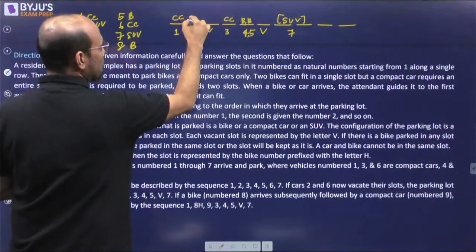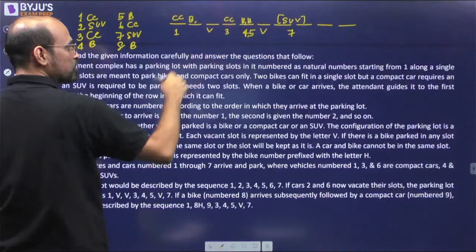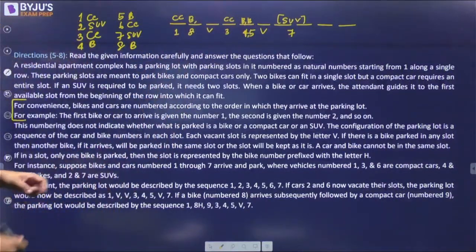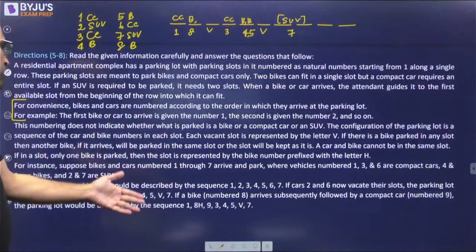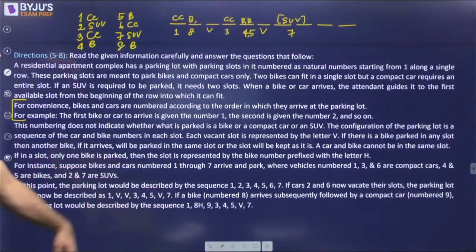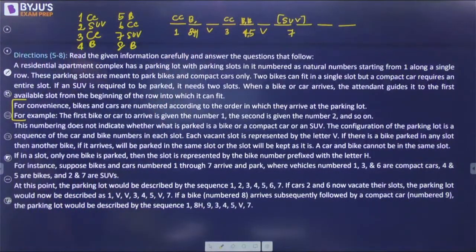So the bike will come in. It won't go ahead; it takes the latest vacant position. Now if a bike comes in and this is numbered 8, then if a compact car number 9 arrives after that, we'll see the parking lot will have 1, 8H. H here would stand for half.